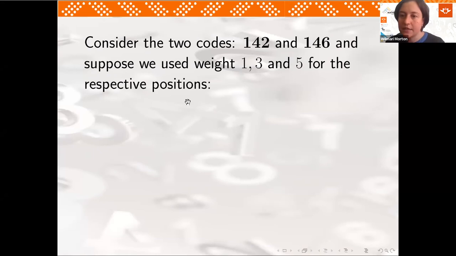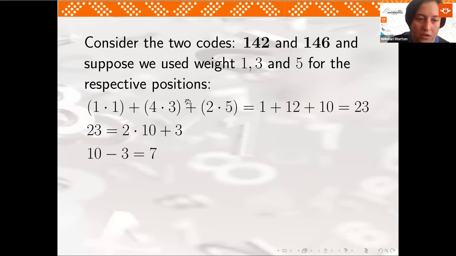And what could happen if we use something that's not relatively prime? So I'll show both of these. I'm slightly concerned that I'm running out of time.